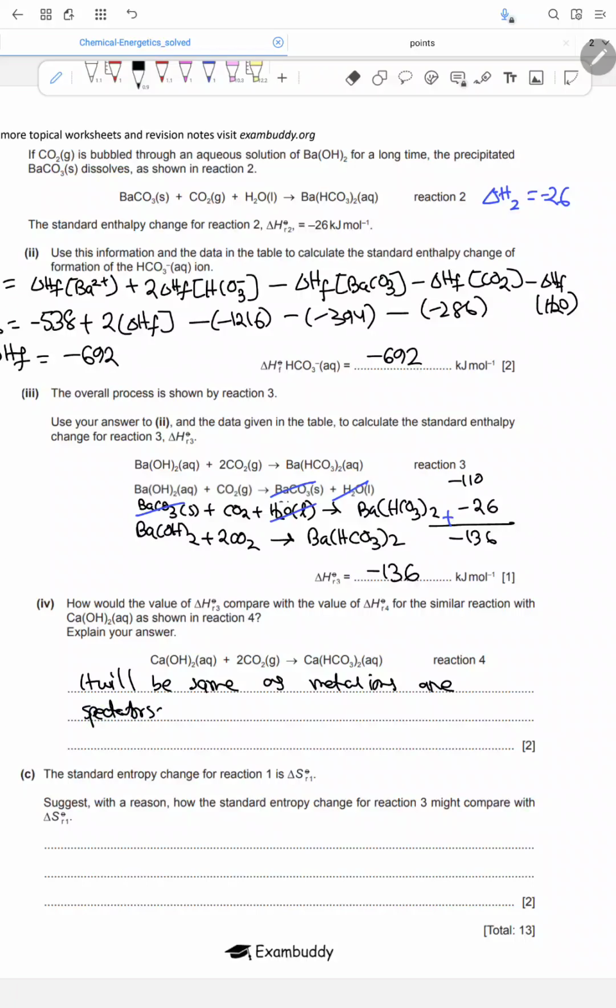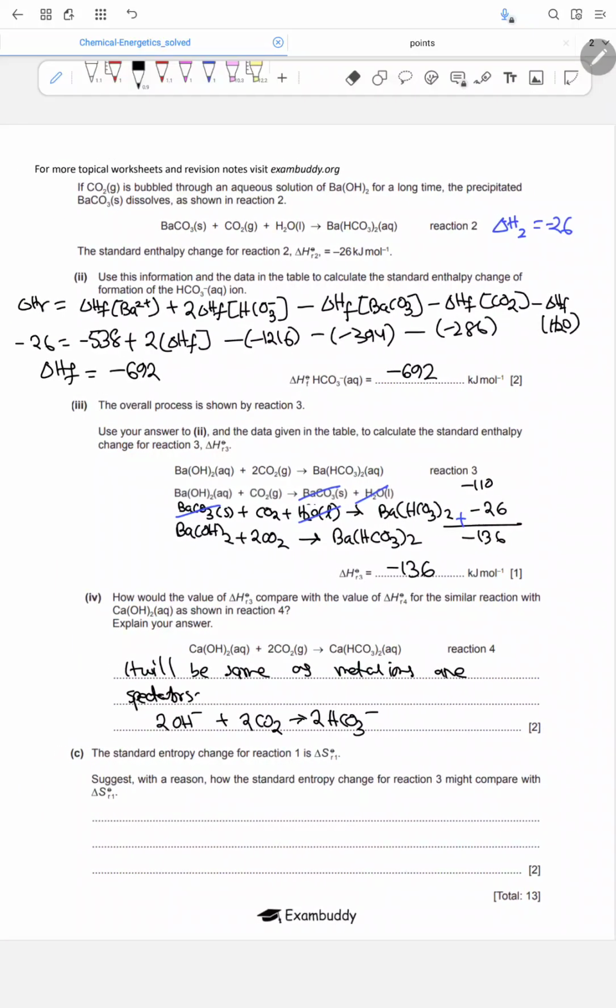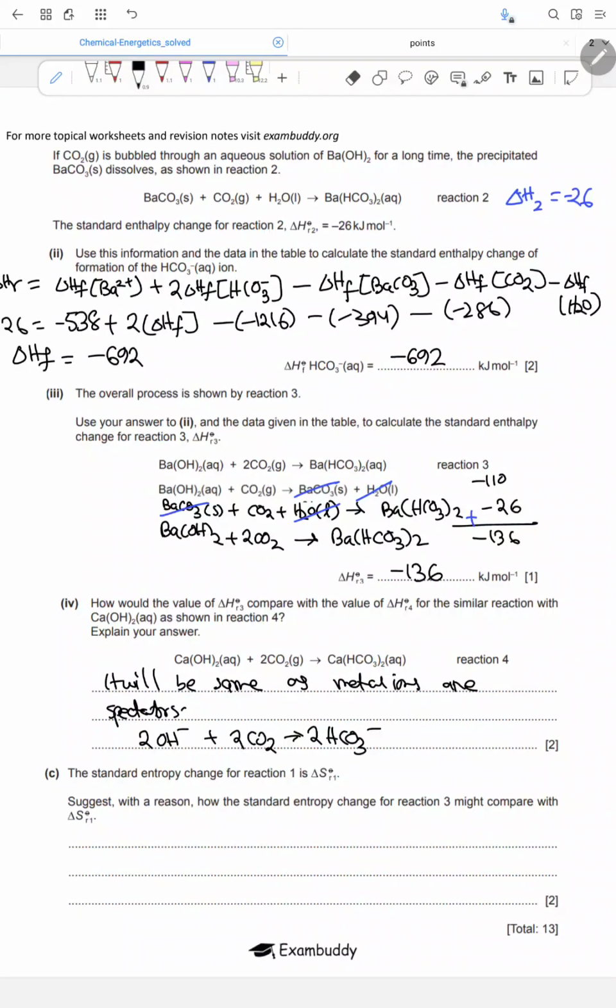And some of you who are more keen, you can write the equation that 2OH⁻ plus 2CO₂ will form 2HCO₃⁻. It's better to write it. The standard enthalpy change for reaction 1 is given, and this is the question of how the standard enthalpy change for reaction 3 might compare with reaction 1.